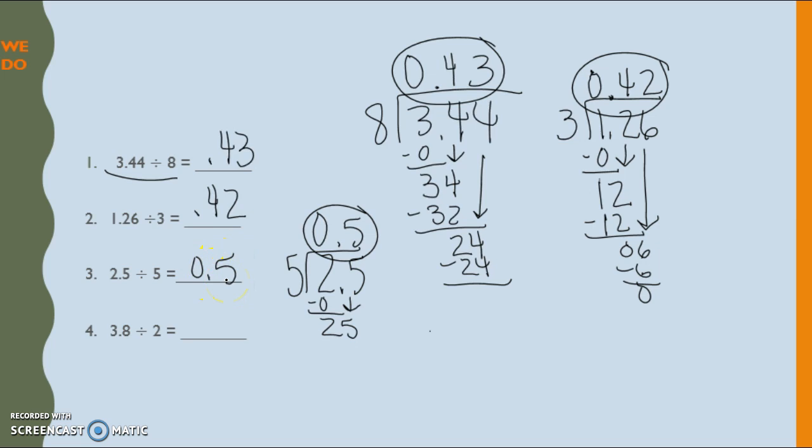Our last problem, 3 and 8 tenths divided by 2, we'll solve here by placing our decimal first. 2 goes into 3 1 time, and 2 from 3 is 1. We'll bring down our 8. 18 divided by 2 is 9, giving us our answer of 1 and 9 tenths.